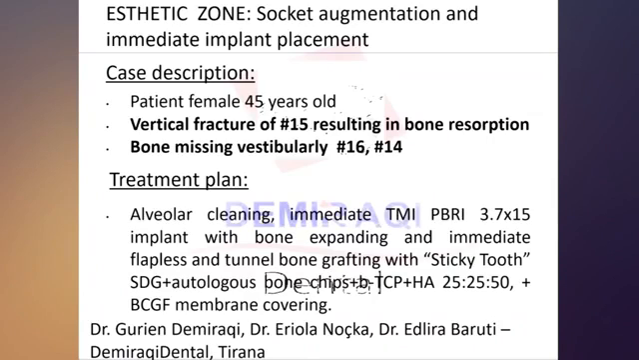Another patient, with a vertical fracture of 15, resulting in bone resorption, and also lots of bone missing vestibularly. I decided to clean and immediately place an implant. It's risky, but no patient would like to go through several surgeries.